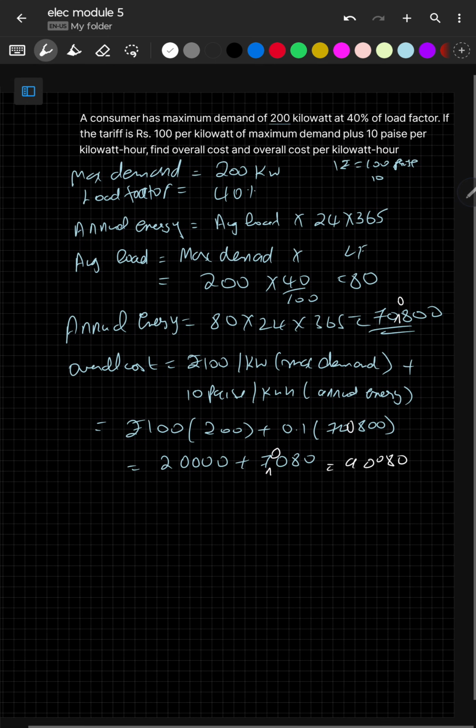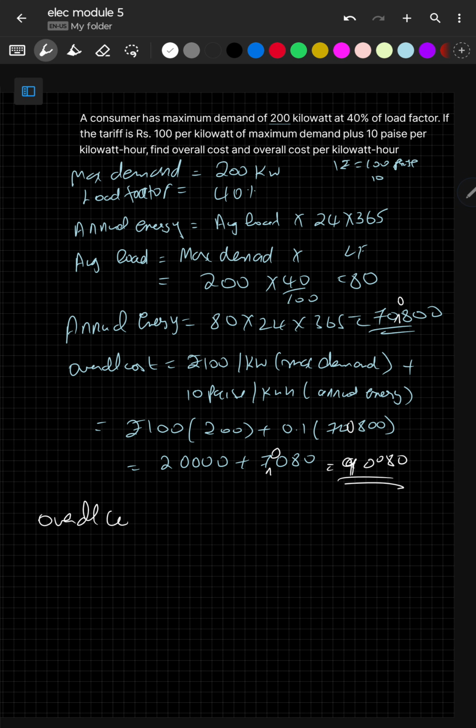Now this is the overall cost. We need to find the overall cost per kilowatt hour also. So what do we do? This is the total overall cost. Now per kilowatt hour, how much is it? We should divide by total energy consumption. So overall cost per kilowatt hour. They are given per kilowatt hour, only one unit is there. That also gives us the hint what to do.